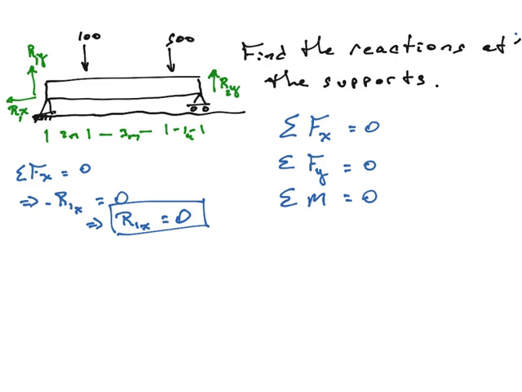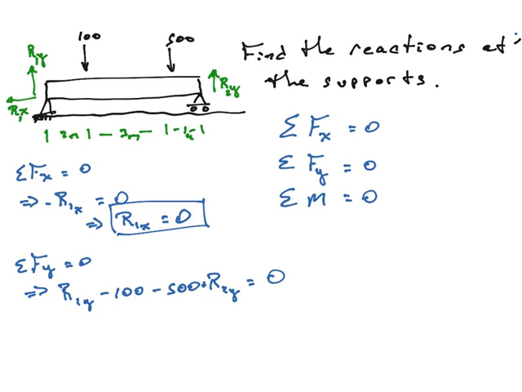All right, what's the next one? Sum of the forces in y better be equal to 0. So let's see. I've got R1y pointing up. Then I've got 100 pointing down, so minus 100. Then I've got 500 pointing down, minus 500. And then I've got R2y pointing up, so plus him. Those are all the vertical forces in my problem. Set it equal to 0.